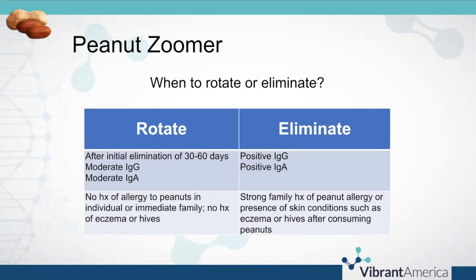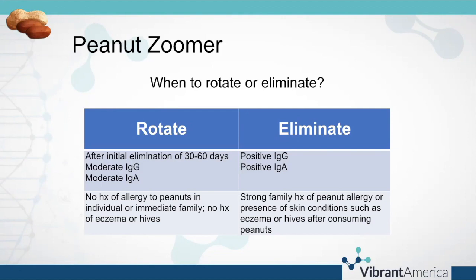So if you have moderate IgG or moderate IgA, you've done your initial 30 to 60 day elimination of the food, you've retested the intestinal barrier to confirm that you no longer have antibodies, so there's no zonulin elevated, no antizonulin, antiactin, or anti-LPS, and the patient does not have a history of allergy to peanuts, because keep in mind, again, the peanut zoomer is not going to tell you if the patient is peanut allergic. It's only going to detect sensitivity.